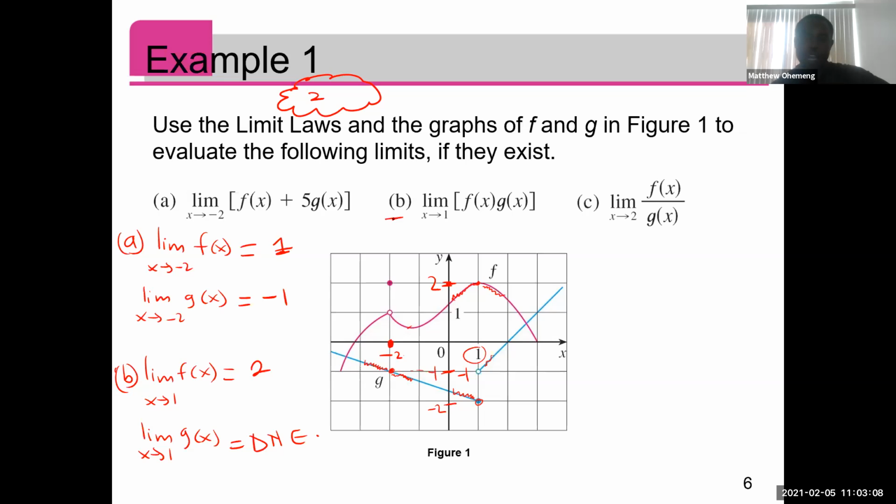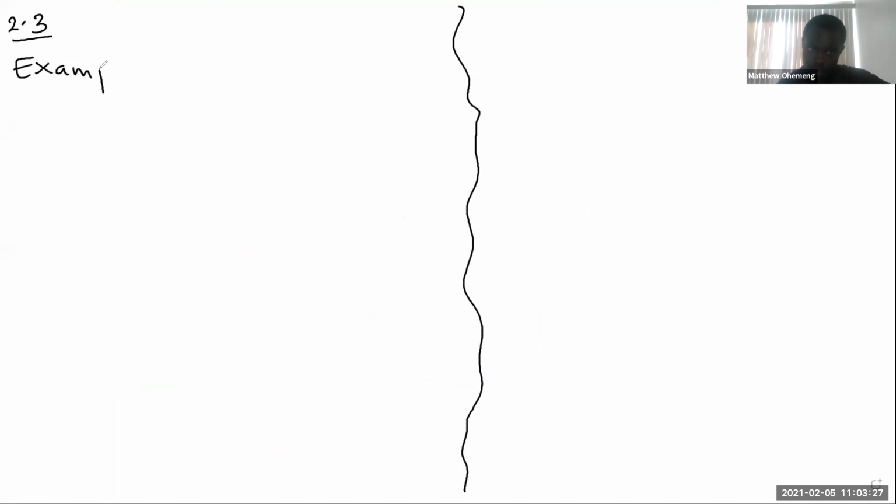So you're trying to look at part B, right? That was the example we're looking at. So for this one, let me go to the whiteboard. So this is 2.3, and then this is example 1. So we're looking at part B, right?